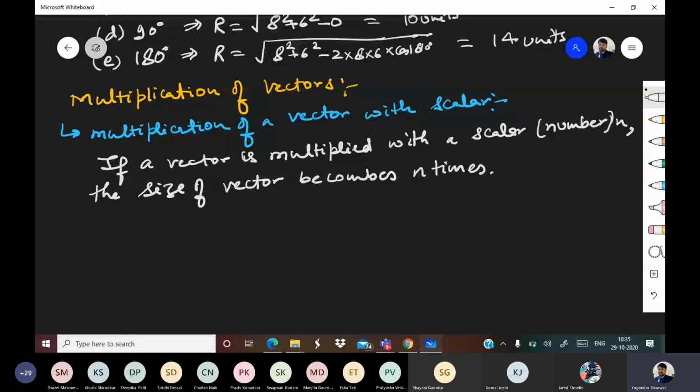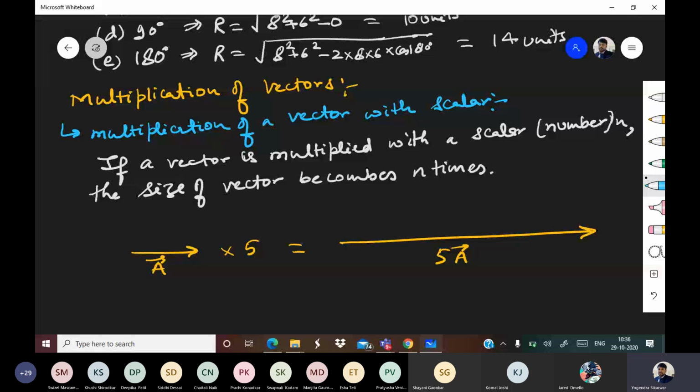Suppose you had a vector like this, let's say a vector, and you are multiplying it by 5. What are you going to get? You are going to get a vector which is 5 times this size. So that will be 5a vector.